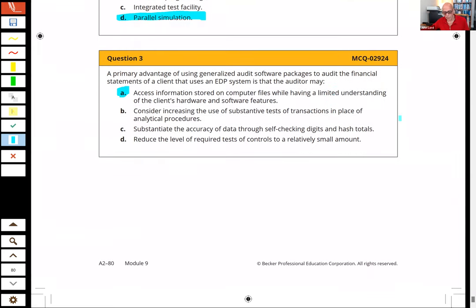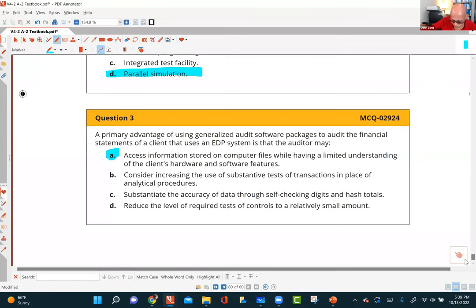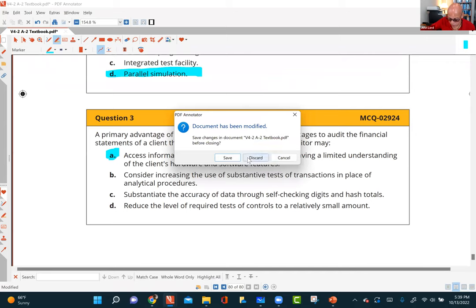Okay, good. That is chapter 2. So we are caught up there now. Any other questions? Okay, good. So let's just go ahead and get out of that and see if I can find chapter 3.